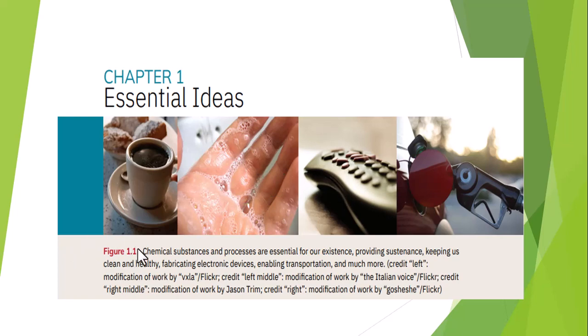So in figure 1.1 we read, or in this slide, chemical substances and the processes are essential in our existence, providing sustenance, keeping us clean and healthy. For example, we have these washing powders and so on. We have purifications, we have cell phones, we have coffee, and all of these things. Fabricating electronic devices, enabling transportation, and so much more. There's chemistry behind all these things. Okay, and then we have the credit for the modification of work, and so on and so on.